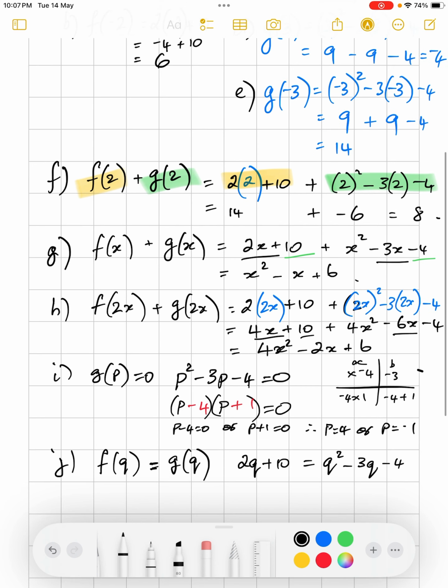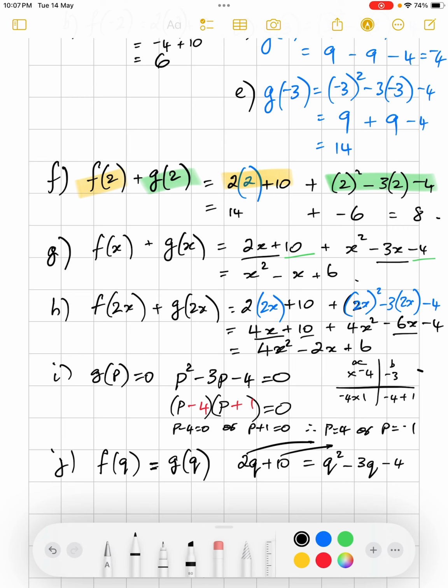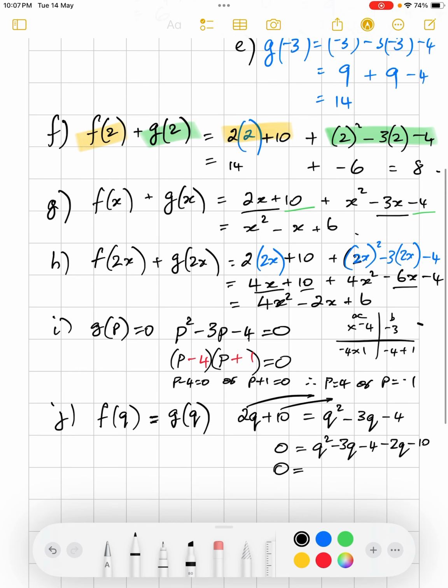All right, now we just solve this. We bring everything to one side. So we take that over, and that leaves a 0. So I've got q squared minus 3q minus 4. Take the 2q, that's minus 2q. Take the plus 10, minus 10. And so the quadratic is q squared minus 5q minus 14.